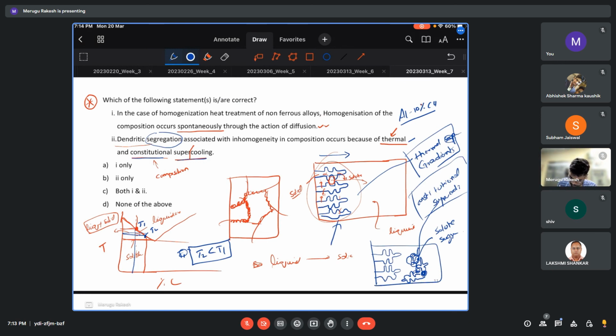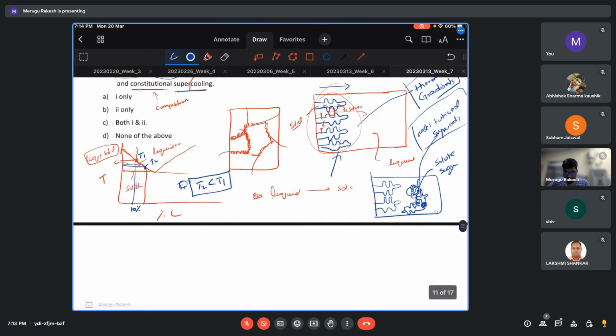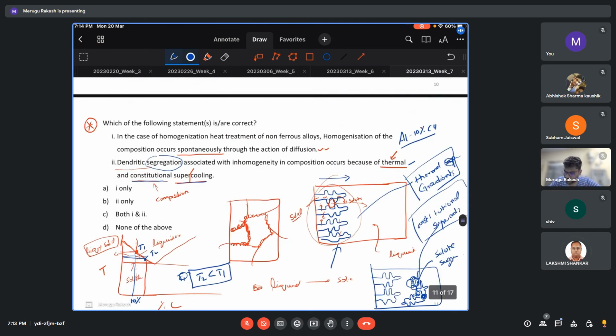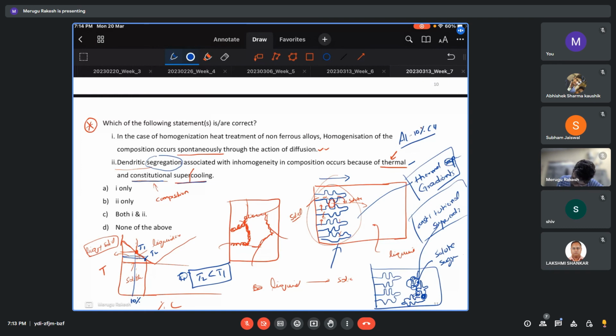Okay. Yes, sir. Okay. Let me quickly explain the other parts as well. Sir, both these statements are correct. Option C. Oh, sorry. Both the statements are correct. Okay. Because this is also correct. This is also correct. But it may not happen spontaneously. It takes some time. So this can be partially correct, kind of.